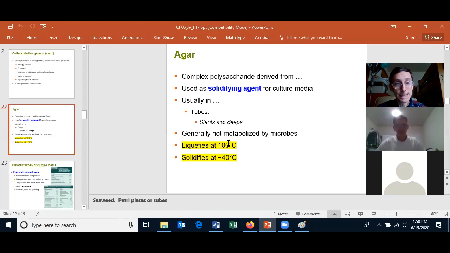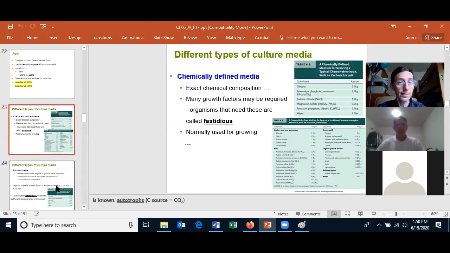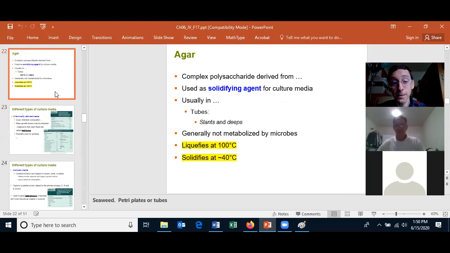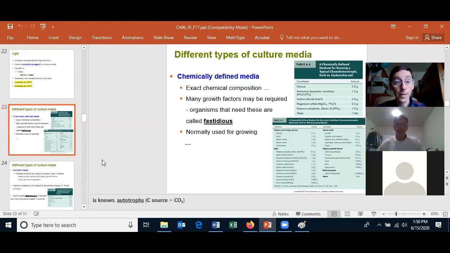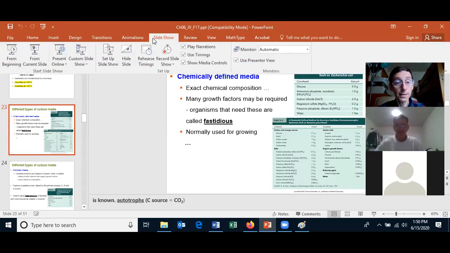I don't want to talk about what temperature agar solidifies or does anything on. There's different types of media. Are there any questions about agar or the tubes? There's different types of media. As I mentioned, we've got a book about that thick that has different types of media. There are chemically defined media.